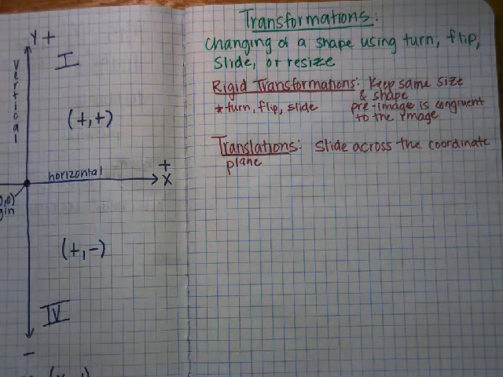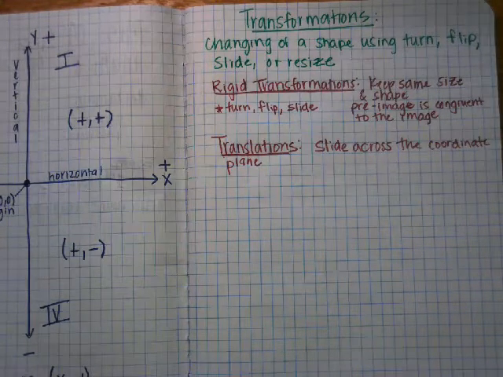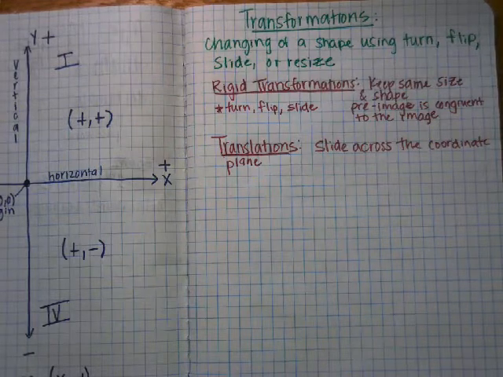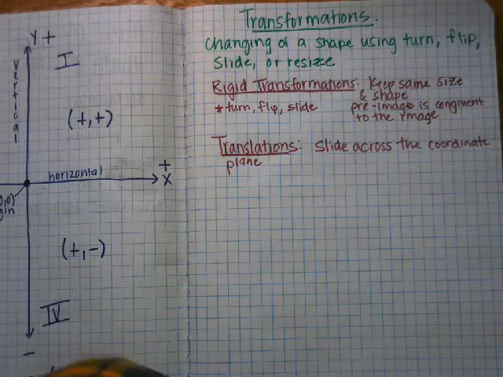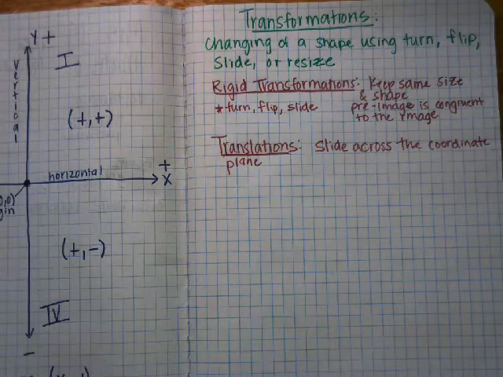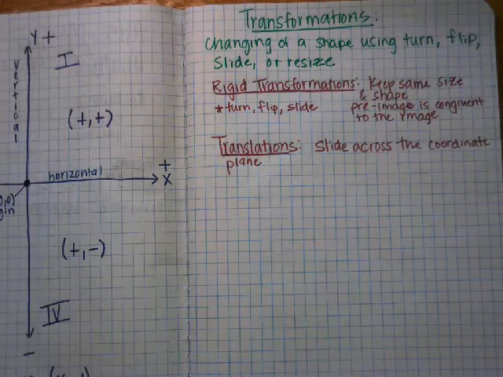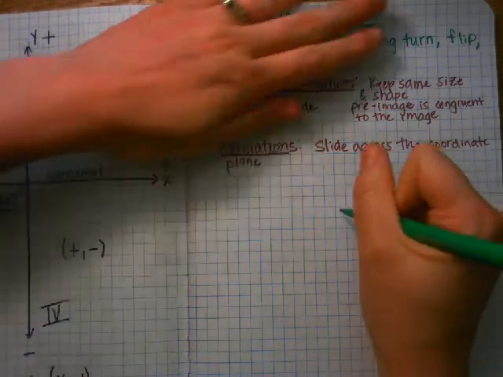Okay, so when we're sliding, we can go up and down and left and right, which may appear as diagonal sometimes, but the orientation of the shape will never change. So it won't turn, it won't flip. We're just gonna slide back and forth, up and down, or diagonal, okay? So let's just dive right into a little example.